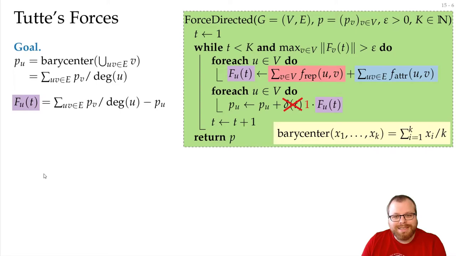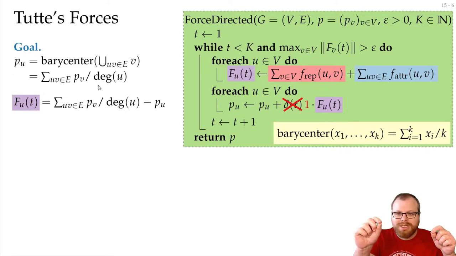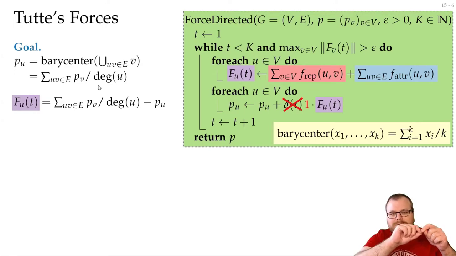So the resulting force that we want is to get it to this position. That means we have to add this vector and we have to remove the vector of its current position. If I want to move from 1 to 2, then I can go 2 to the right and 1 to the left. And the same with general vectors. If I want to move from position u to position v, I can take the vector 0v and subtract the vector 0u, and then I'm there. So this is the resulting force that we want to get.